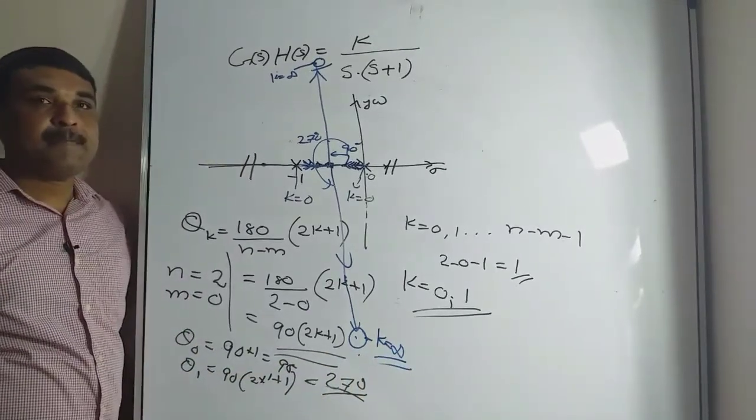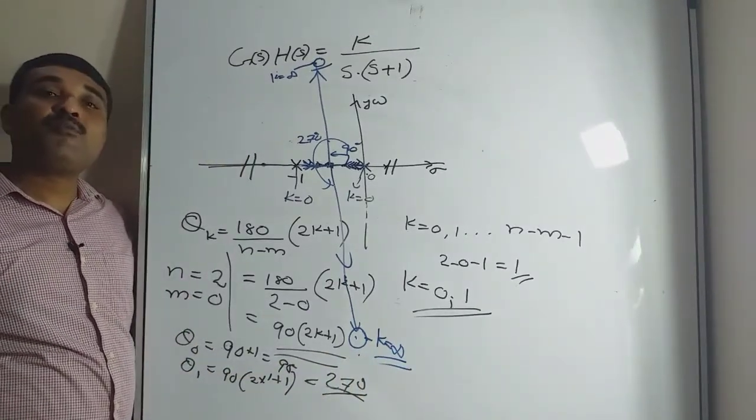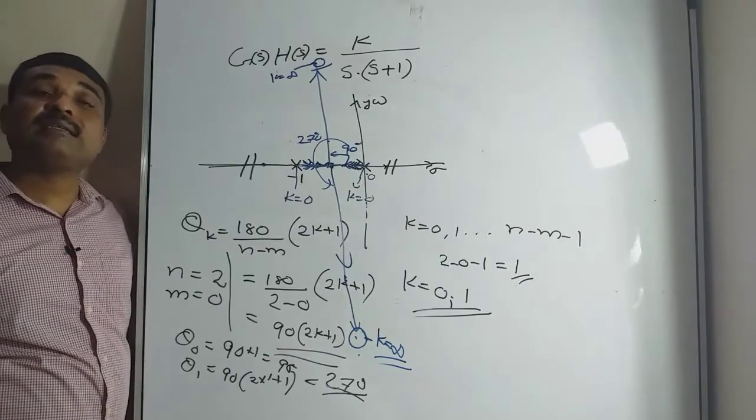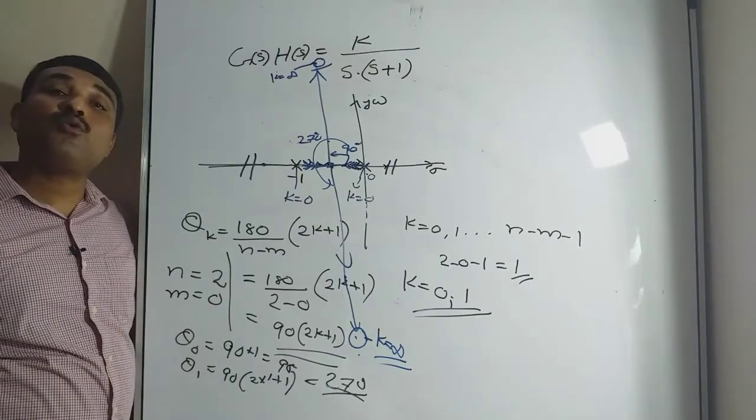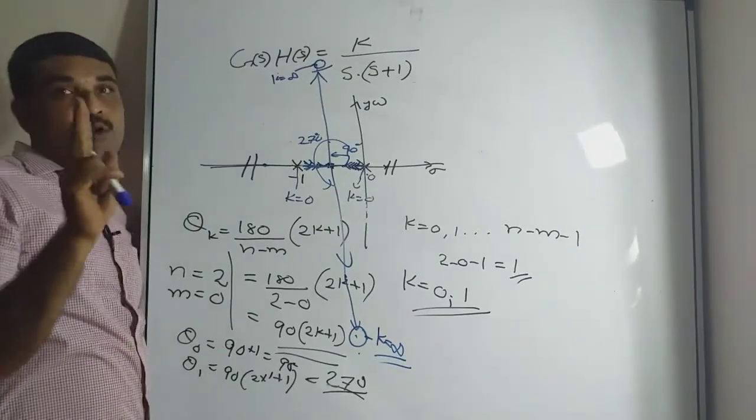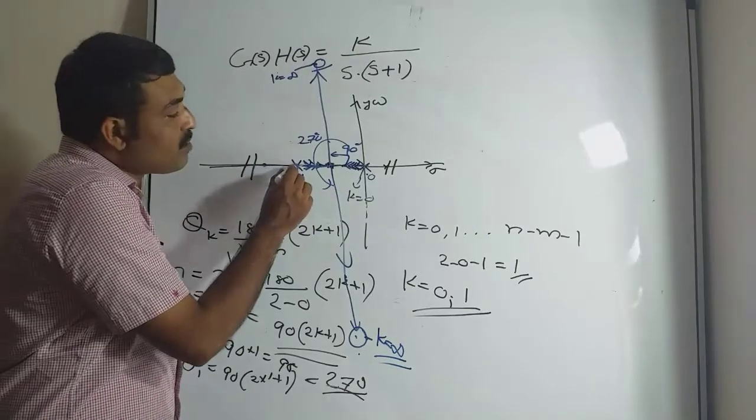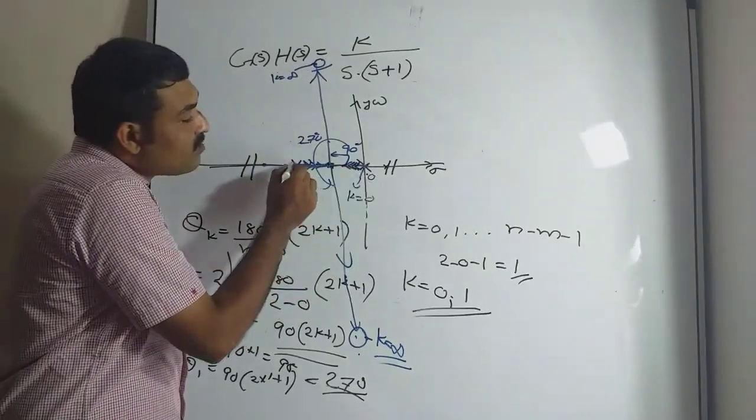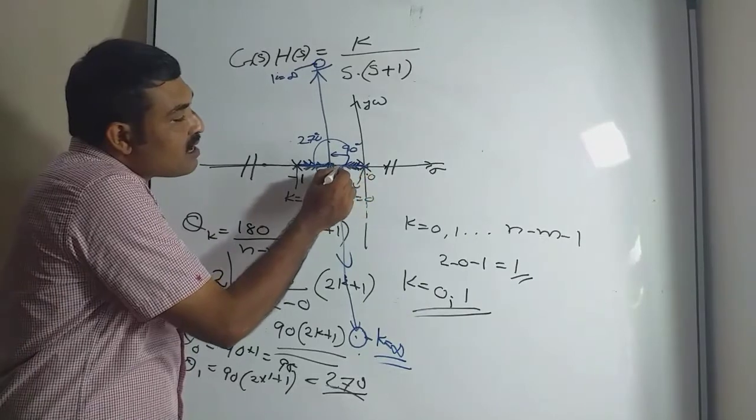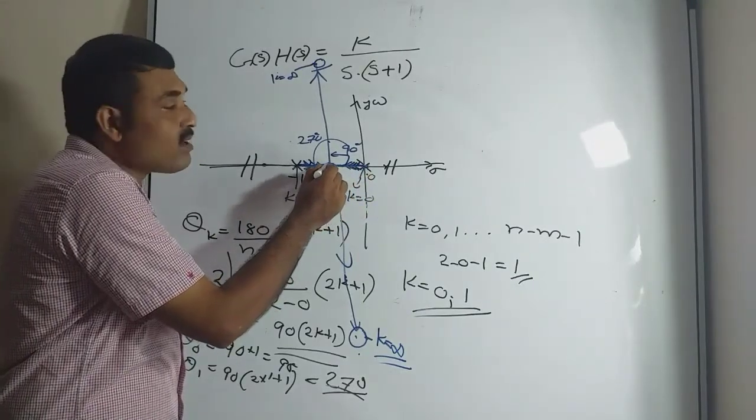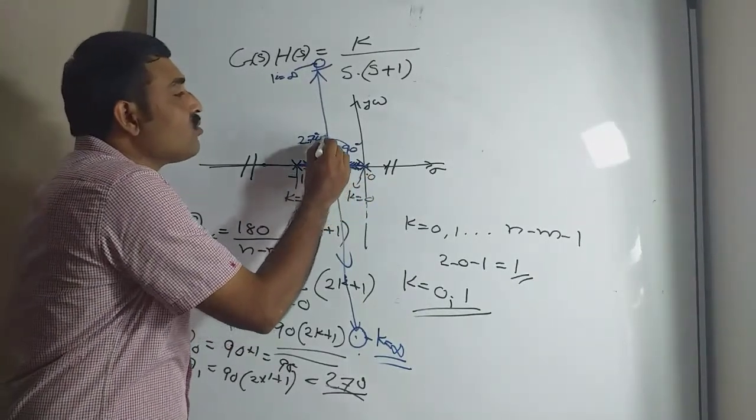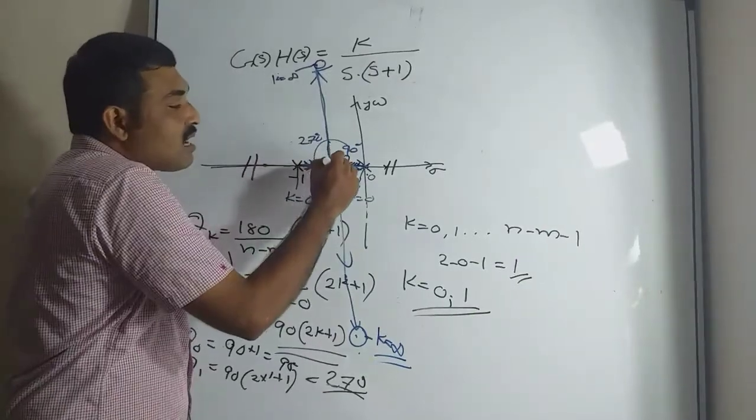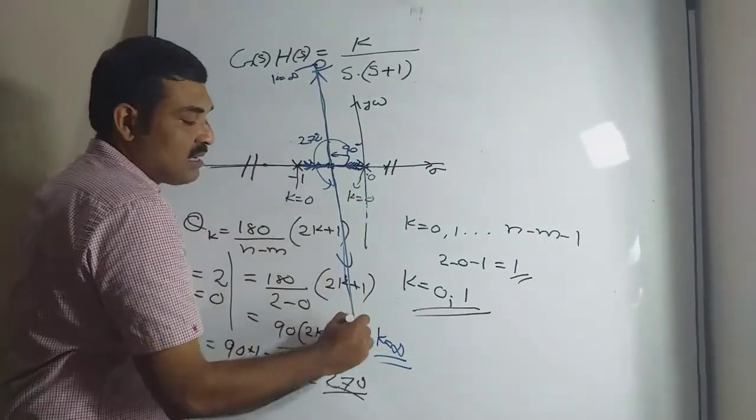Okay, so the total number of branches for root locus is equal to the total number of open loop poles. We have two open loop poles, so we have two branches. One branch starts from here, the other branch starts here, and they will meet here, and this is a breakaway point. One branch will move along this direction and the other branch will move along this direction.